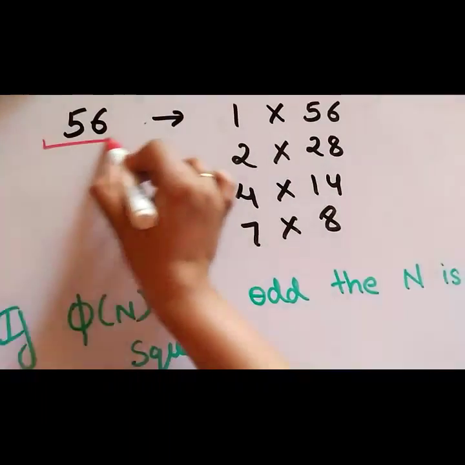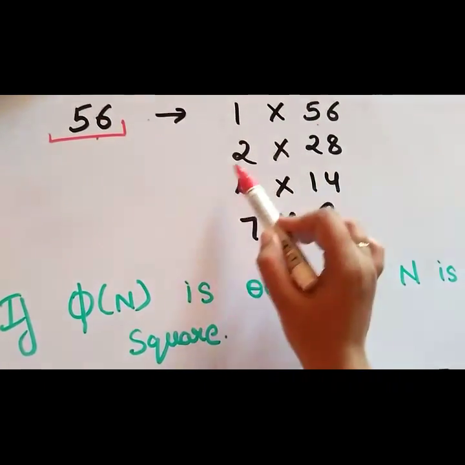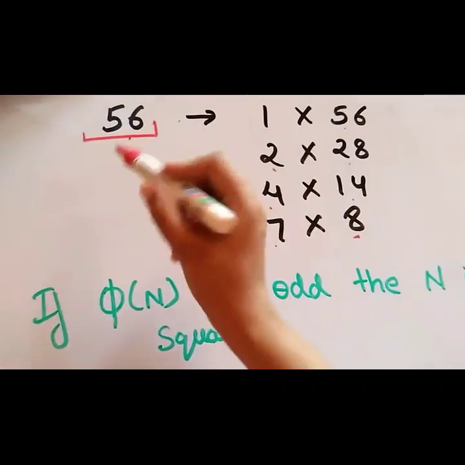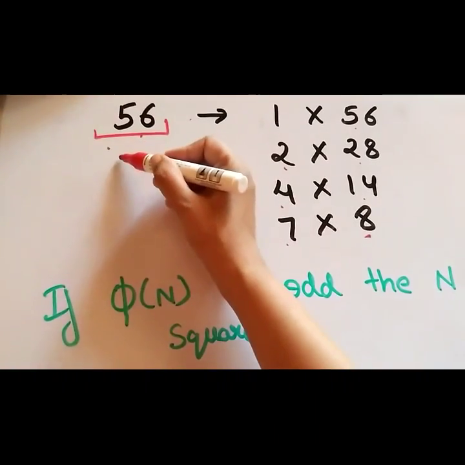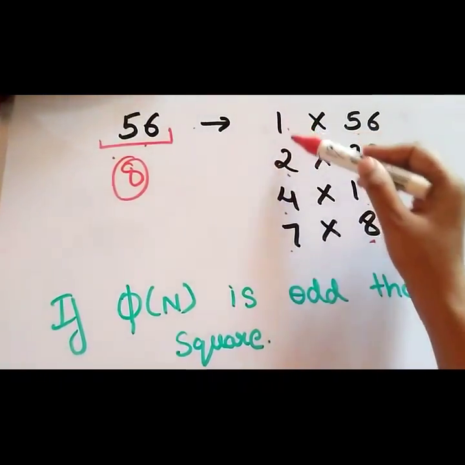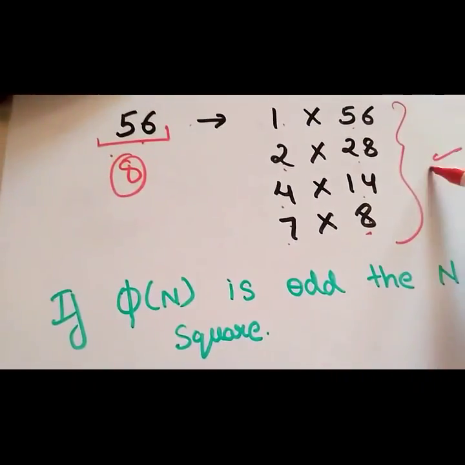Let's check for 56. 56 can be written as 1 into 56, 2 into 28, 4 into 14, 7 into 8. And we have calculated its number of factors are 8. So here we have 8 factors: 1, 2, 3, 4, 5, 6, 7 and 8.